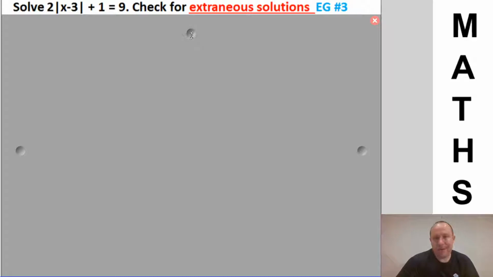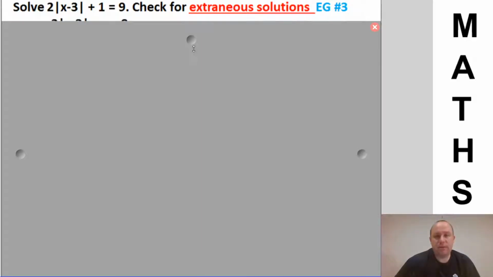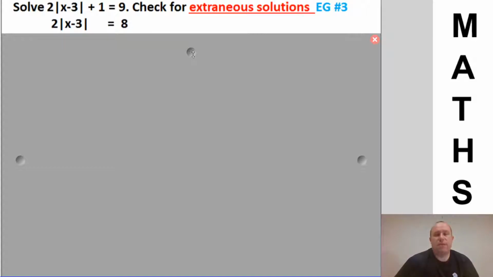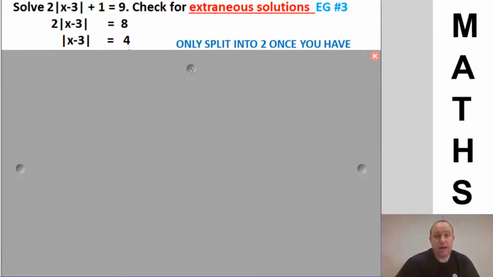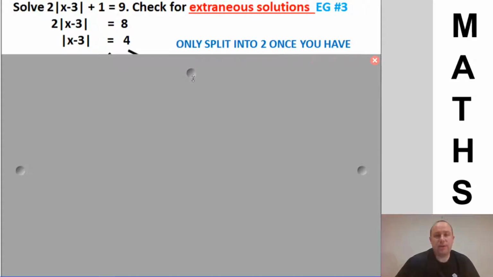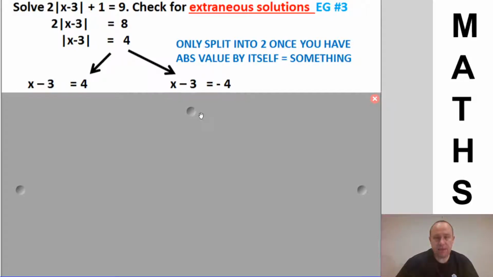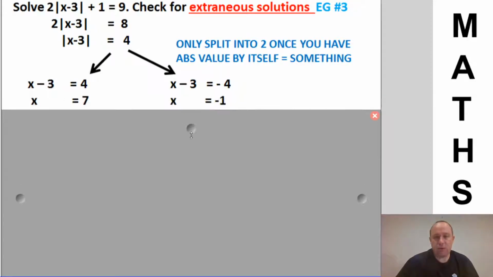Now, for questions like this, you can't split this into two straight away, and that is a problem people do. They'll often say it equals 9 and it equals negative 9. We can only do that when we have the absolute value by itself. So let's start rearranging this equation. So I subtract 1 from both sides. I divide by 2 on both sides. And now I've got the absolute value by itself, and then you can just follow those steps that we did before. Notice it is positive 4, so we can split this into two. So the inside equals 4, and the inside equals negative 4.